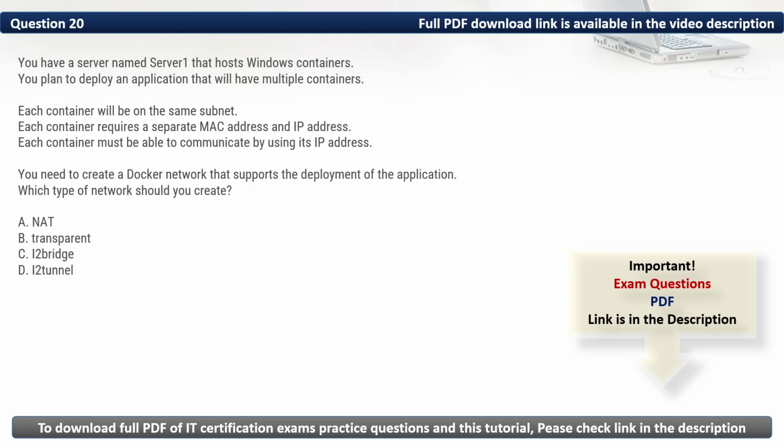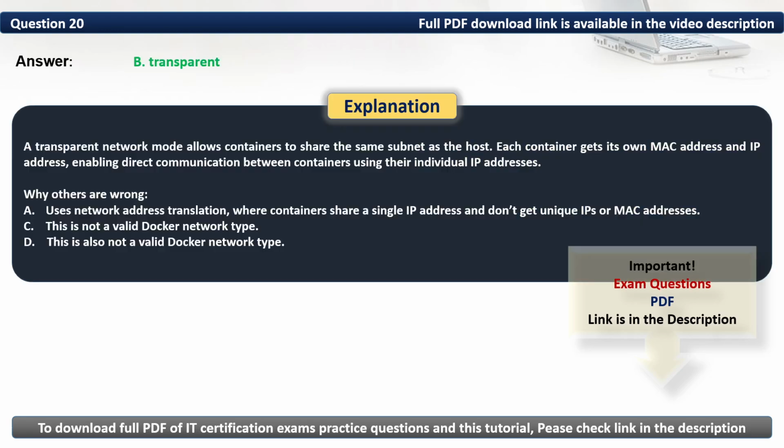Firstly, let's eliminate the incorrect options. We have A, NAT, which uses network address translation where containers share a single IP address and don't get unique IPs or MAC addresses. Then we have C, L2 bridge. This is not a valid Docker network type. Then we have D, L2 tunnel. This is also not a valid Docker network type. As such, the type of network that we should create is transparent. Thus, the correct option is B.